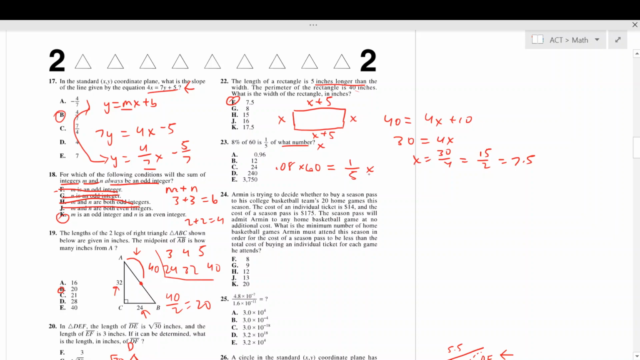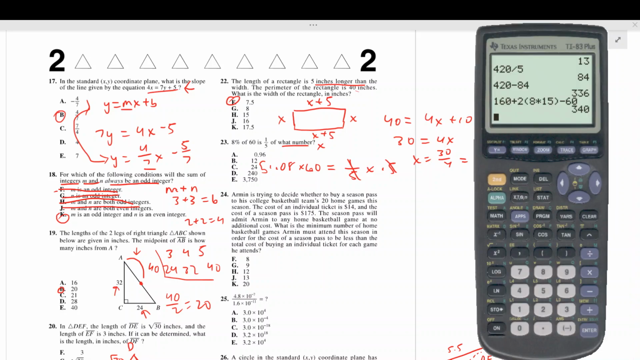So let's solve this equation. If we multiply by 5, then the 5 and the 1/5 cancel out. And we also have to multiply by 5 over here because what we do to one side, we have to do to the other. So x, what number, is equal to all of this, right? So let's put that in our calculator. 5 times 0.08 times 60. That's our answer, 24.